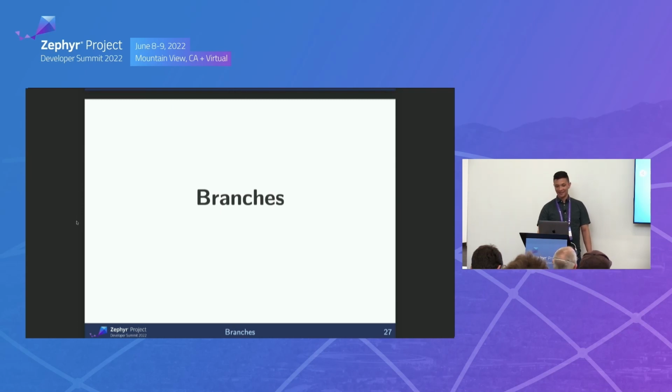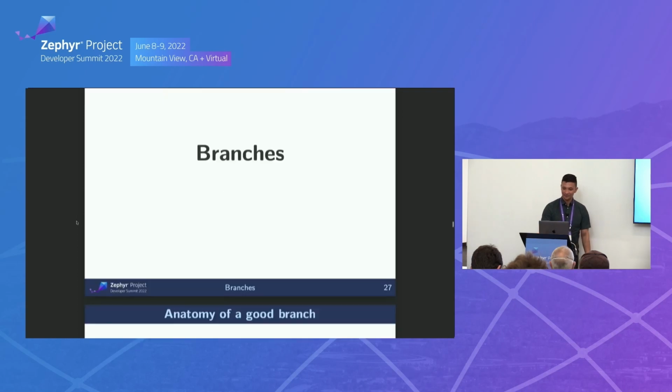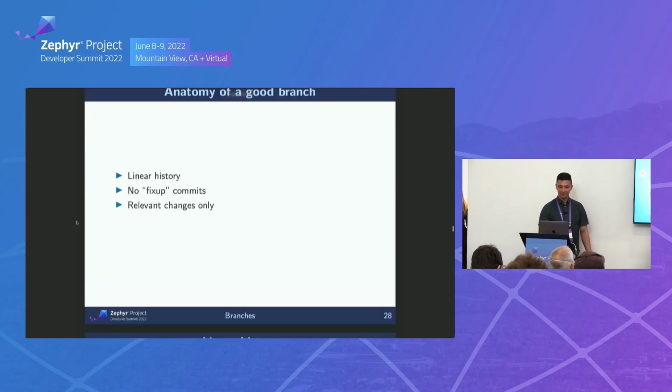going to talk about branches now. This is what's in a good branch. A good branch has linear, well, okay. Many people have their own views on what a good branch is. I don't want to say that, you do you in your repository. This is our house, our rules. We would like to see a linear history.